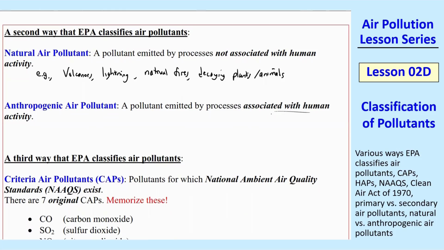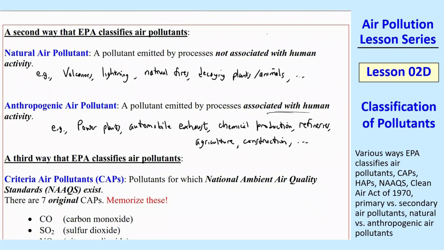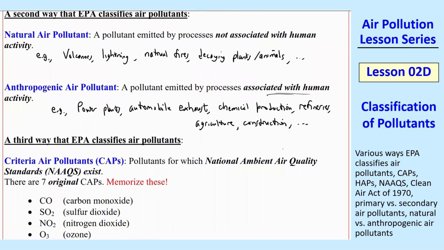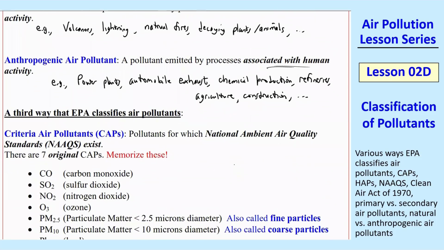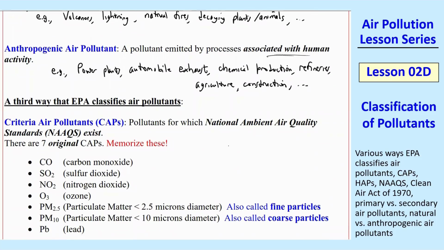Anthropogenic means processes associated with human activity. Examples would be power plants and other activities of humans. You can think of a lot of other anthropogenic air pollutants like automobile exhaust, chemical production, refineries, agriculture, construction. These all are man-made or human activity-related air pollutants.